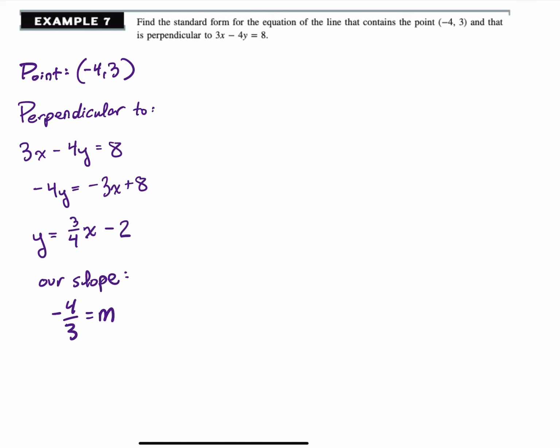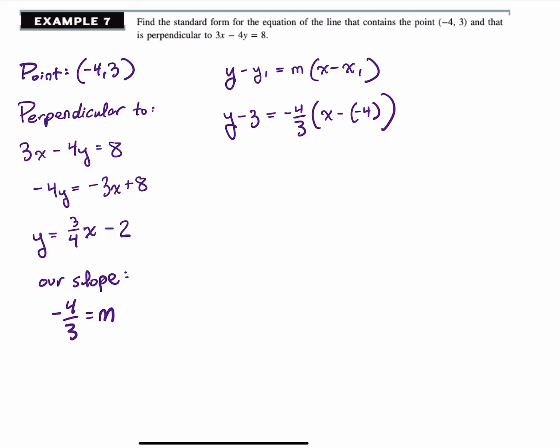So let's plug in, I'll write out point slope form again. y minus y1 equals m times x minus x1. So plugging in all of our information, this will become y minus 3 equals negative 4/3 times x minus negative 4. Have to be careful with the double negatives.